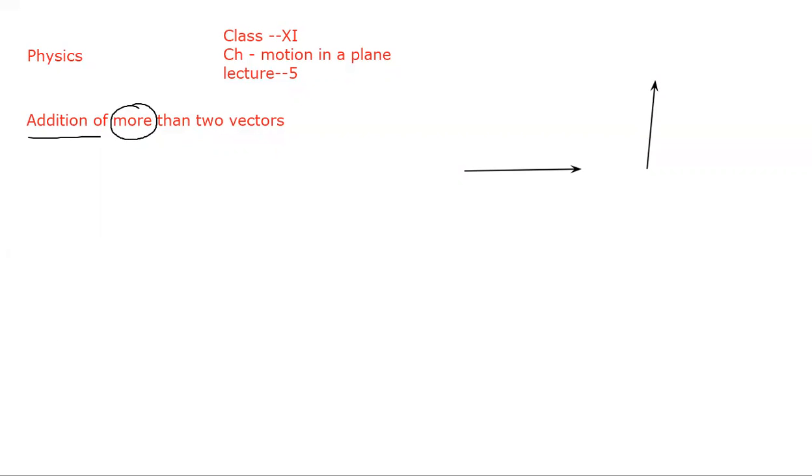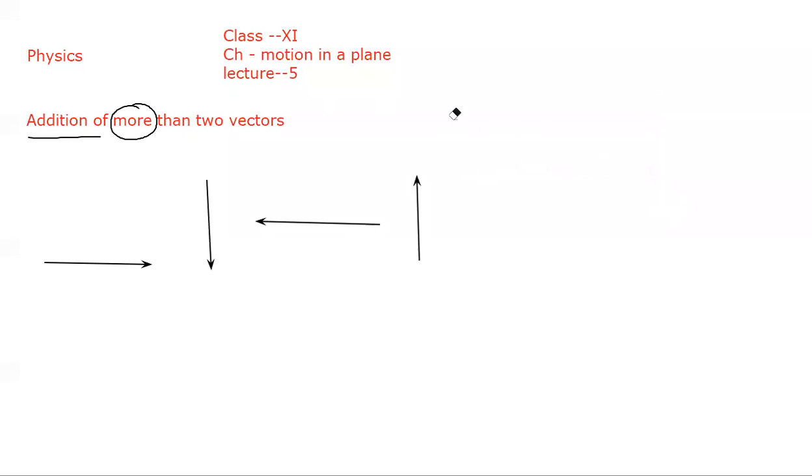So, there are two or more than two vectors. How do we add these vectors? Suppose in a question, vector A is given, vector B is given, vector C is given, and vector D is given. So these four vectors are given. How do we add these four vectors?